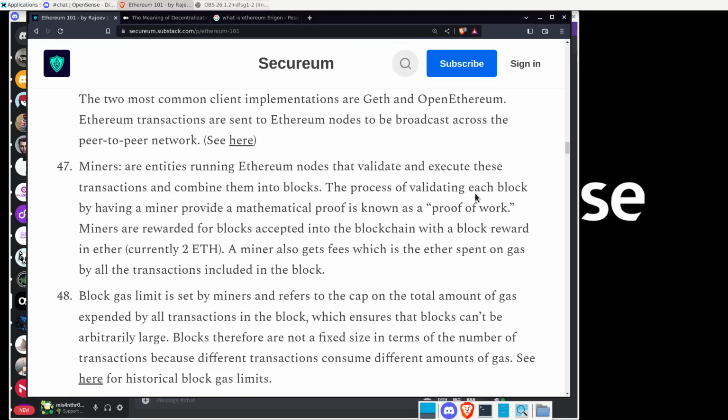The process of validating each block by having a miner provide a mathematical proof is known as proof of work. Miners are rewarded for blocks accepted into the blockchain with a block reward. Currently, in Ethereum, a miner also gets fees, which is the ether spent on gas by all the transactions included in that block. So besides getting the prize, the constant you get is the fees for processing each one of the blocks.